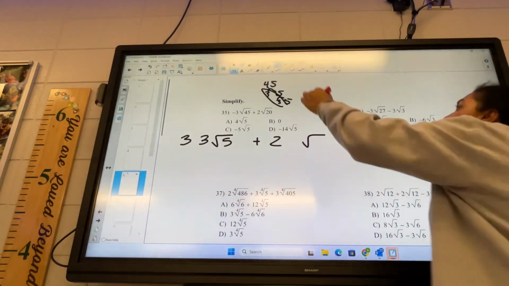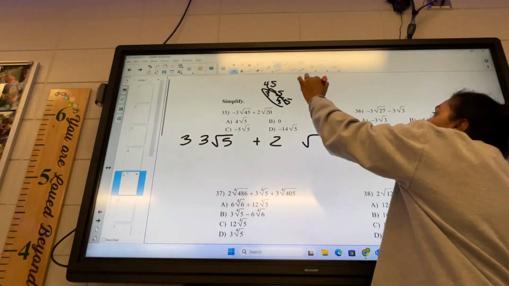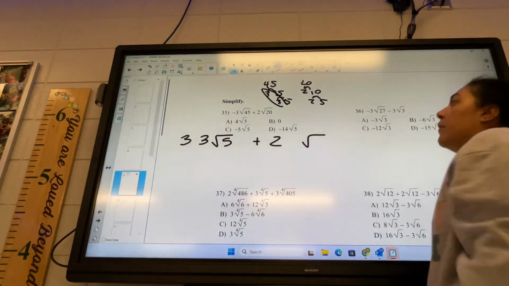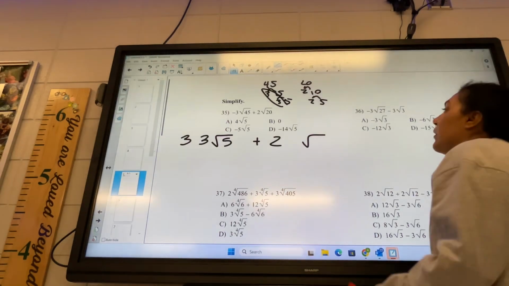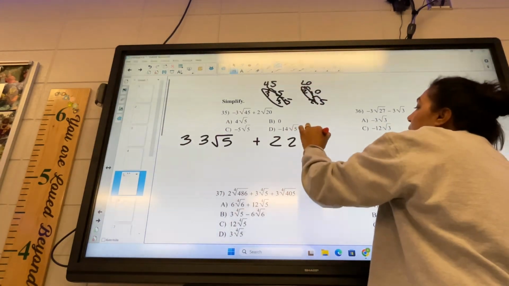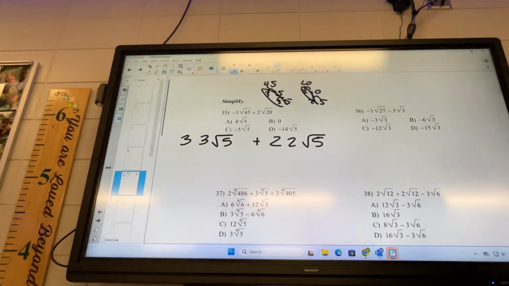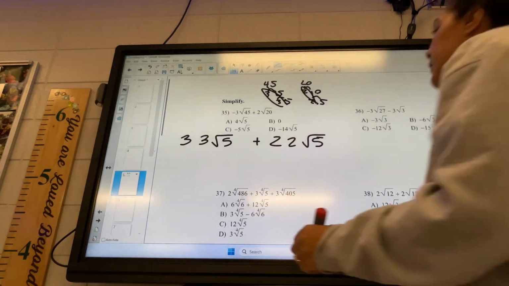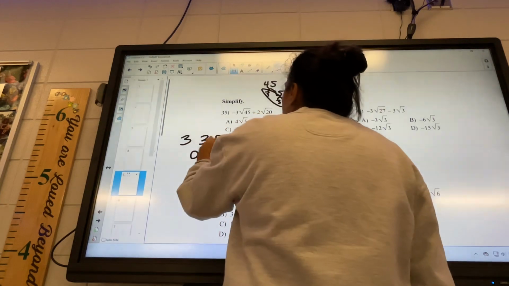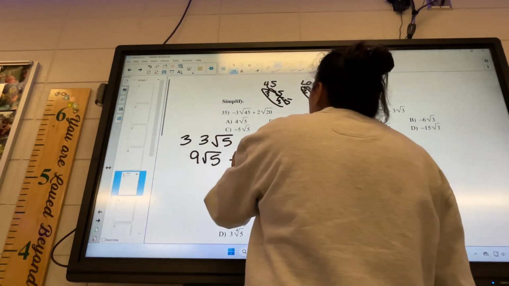Okay, for the 20, I'm going to get 2 times 10, 2, 5. So for the 20, who can go? One group of 2s, and then the 5 can't go. What do I do with that 2, 2, and that 3, 3? Multiply them. Okay, so 3 times 3? 9. 9 square root 5 plus 4 square root 5.